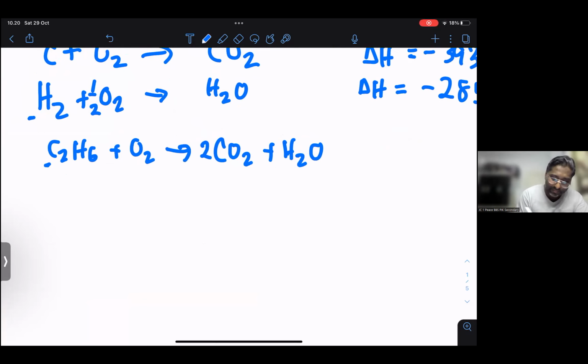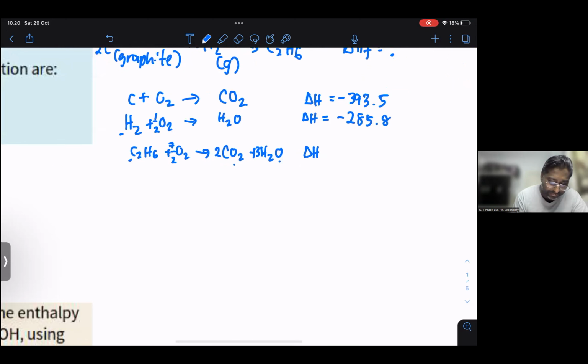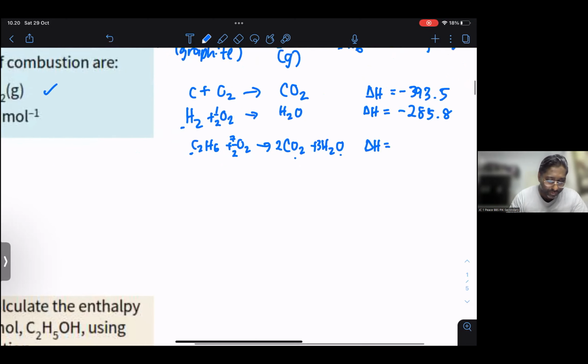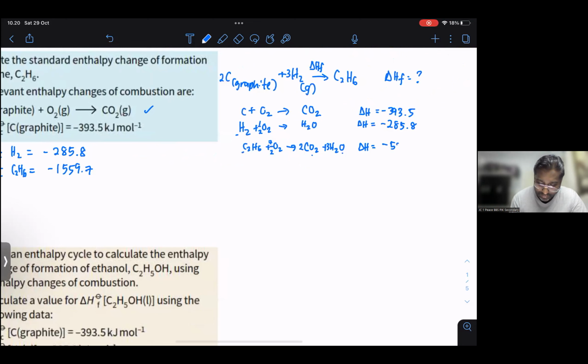Hydrogen, you have 6, so I put 3 over there. Now, when I calculate the number of oxygen atoms, I have 7 total. So 7 over 2. And so this is the value. The idea is to write the equation. Yeah. So this is going to be negative 1559.7.